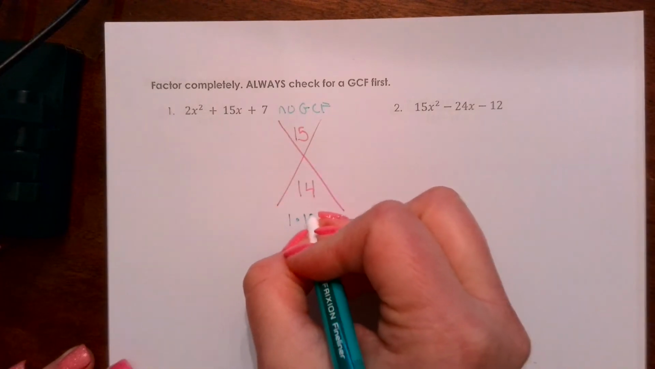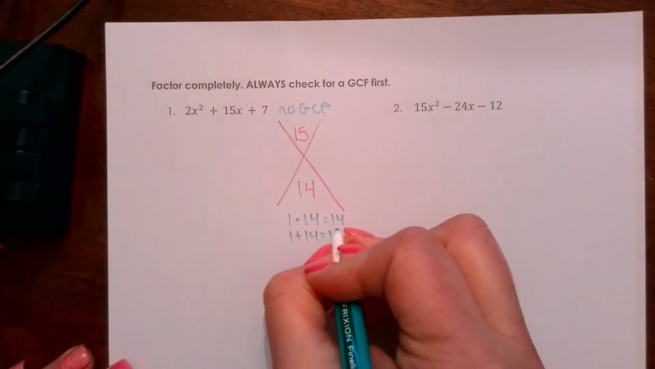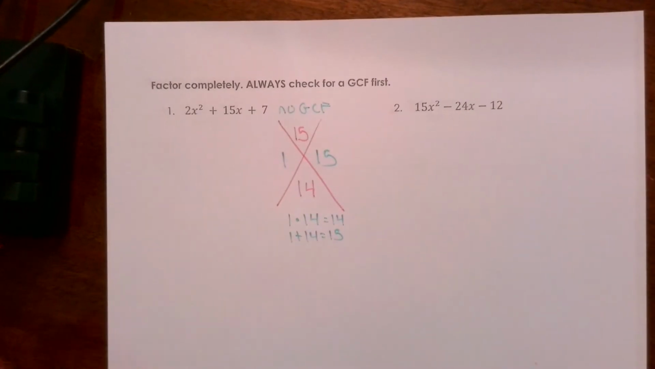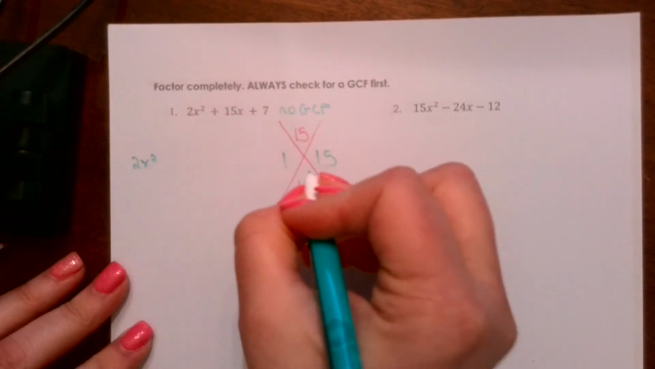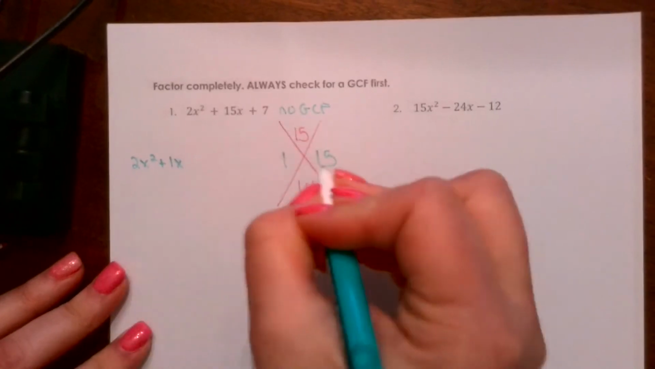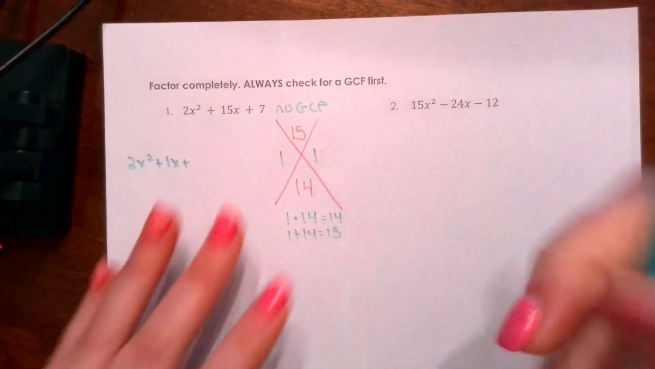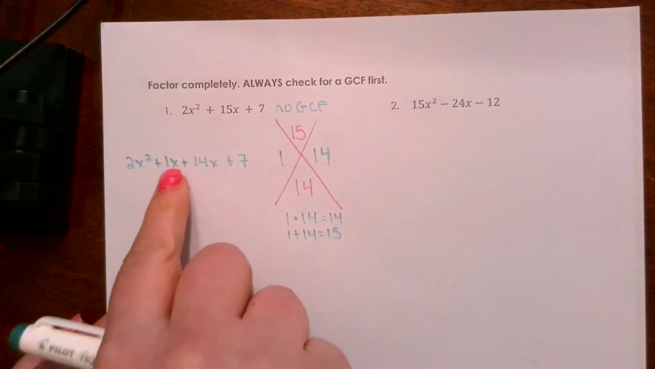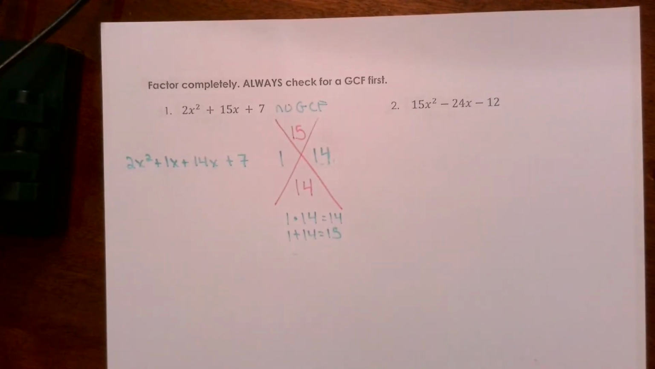Well, how about 1 times 14? 1 times 14 equals 14, and 1 plus 14 equals 15. That is phenomenal. I've got my 2 factors. Remember, I'm going to be factoring by grouping, so I'm going to rewrite this 2x squared plus 1x plus, excuse me, this should have been a 14. Probably were thinking that already. Plus 14x plus 7. 1x plus 14x equals 15x. I have not changed the value of this trinomial.